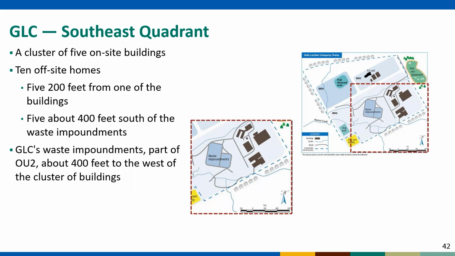And the map shows that GLC's waste impoundments are about 400 feet west of the cluster of the buildings. And the waste impoundments are part of OU2. In addition, there are 5 homes beyond the fence, about 400 feet south of the waste impoundments. The waste impoundments contain most of GLC's operational waste, which is important to know, as well as the locations of the community road.